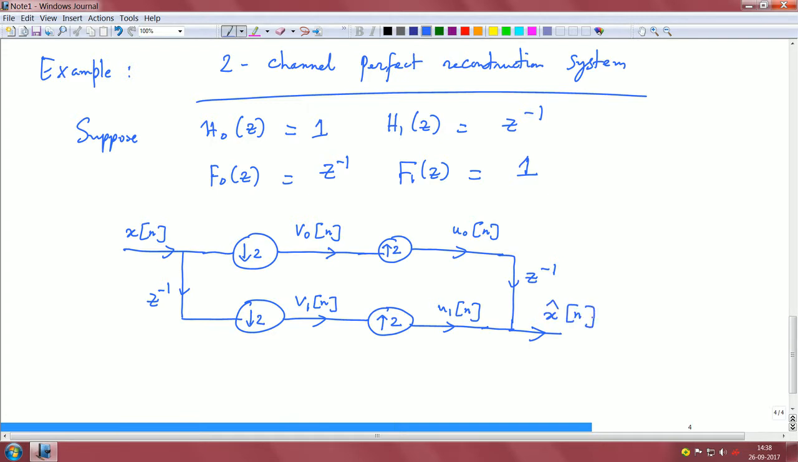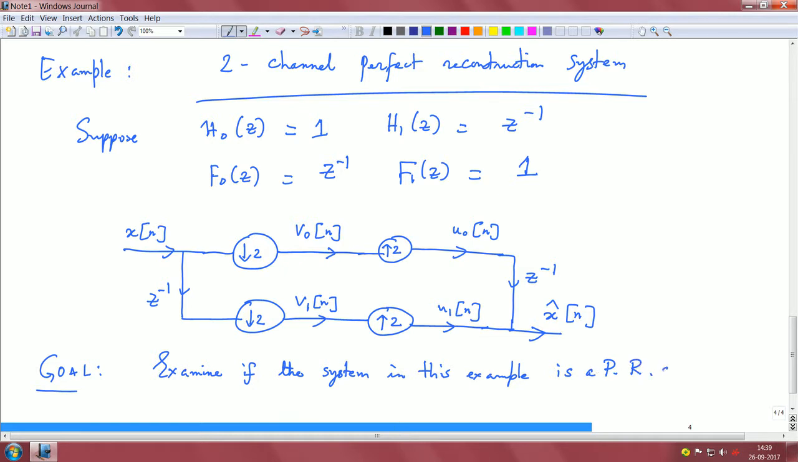So, let us examine if the system above, or I would say the system in this example, is a perfect reconstruction system.